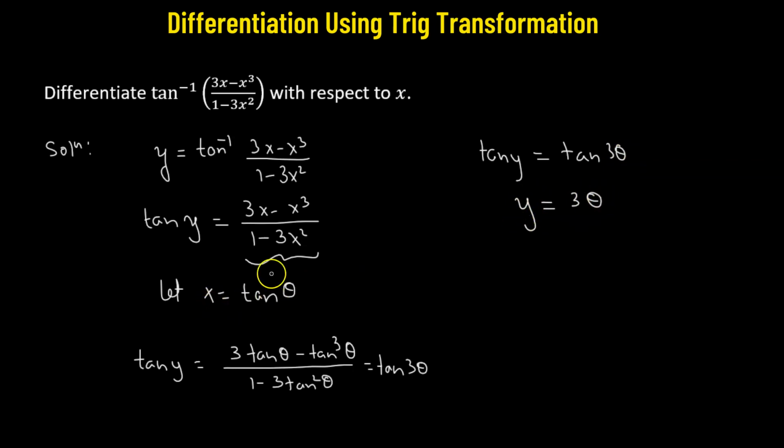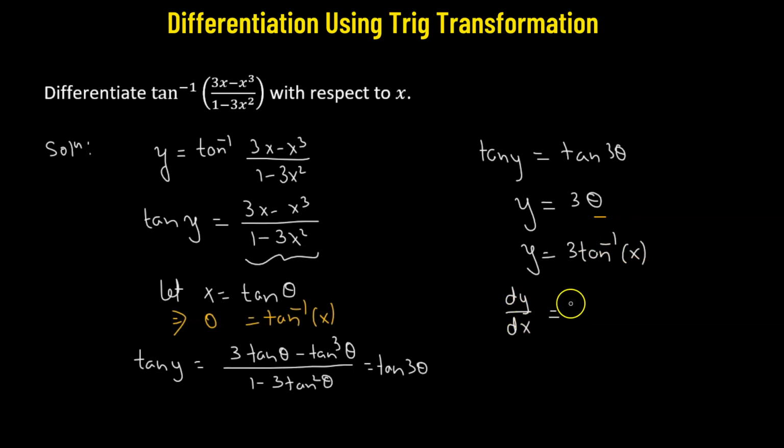Now since we have considered x to be equal to tangent of theta, this would mean that theta will be equal to the inverse tangent of x. So we can replace this value in place of theta to get y equals 3 times tangent inverse of x. Now we'll take the derivative on both sides with respect to x. So we have dy over dx equals 3 times the derivative with respect to x of the inverse tangent function. The derivative of the inverse tangent function is a standard value, 1 over 1 plus x squared.